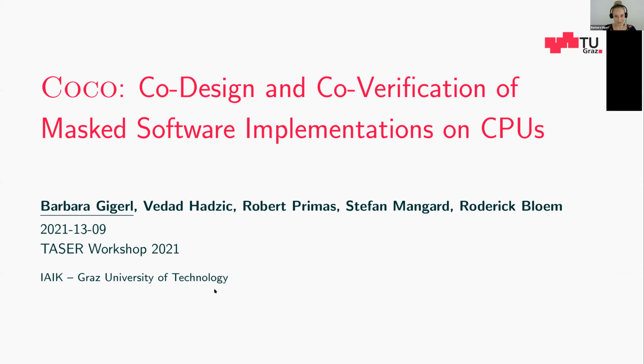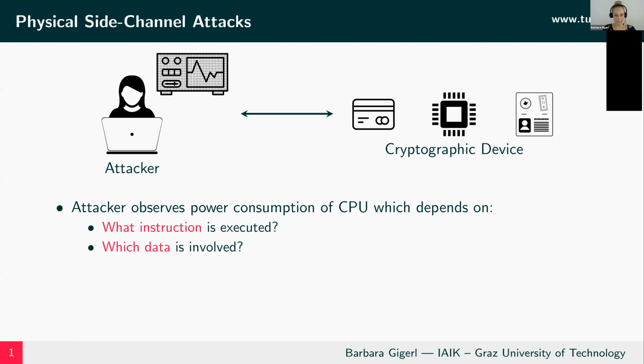So in physical side channel attacks, the setting looks similar to this. We have one attacker who has physical access to a cryptographic device. For example, the attacker can use an oscilloscope to observe the power consumption of the device. In our case, this device is a CPU. In that case, the power consumption will depend on two things. First of all, the instruction which is currently being executed. And second, the data which is involved in the instruction, so the data which lies in the register file and the data memory.